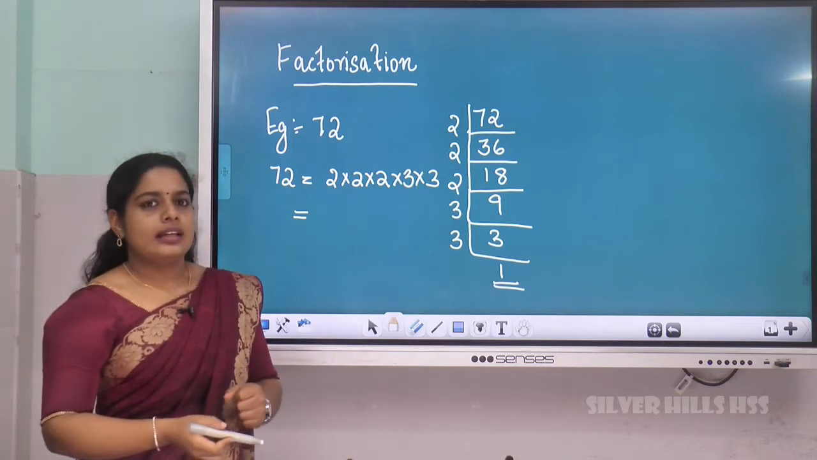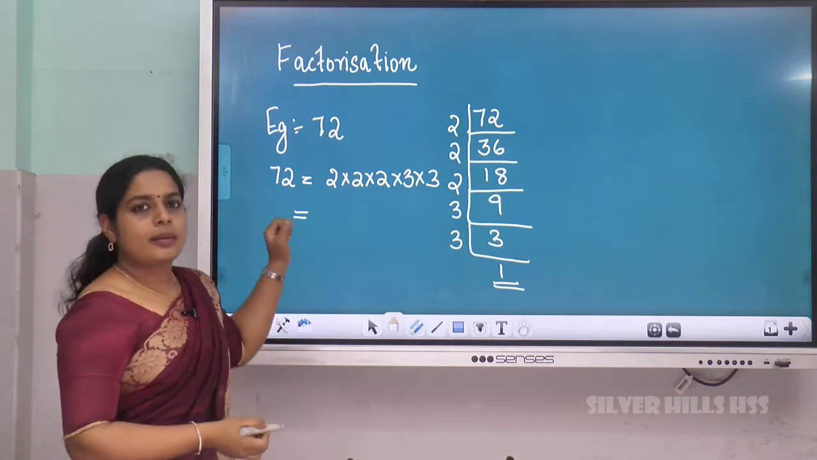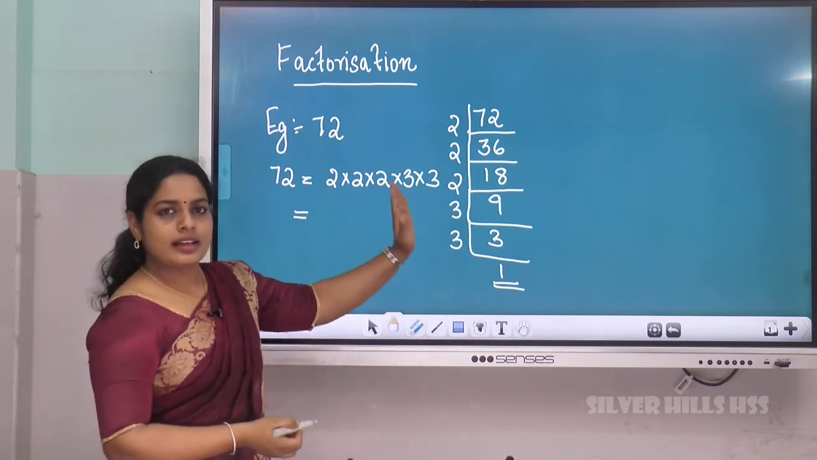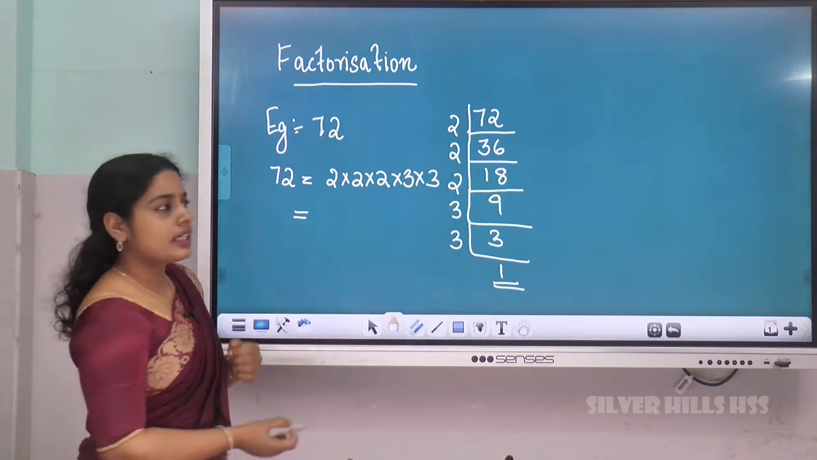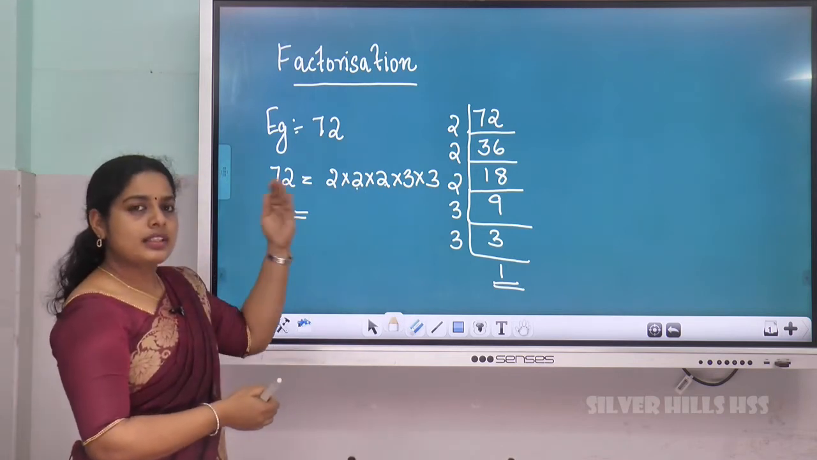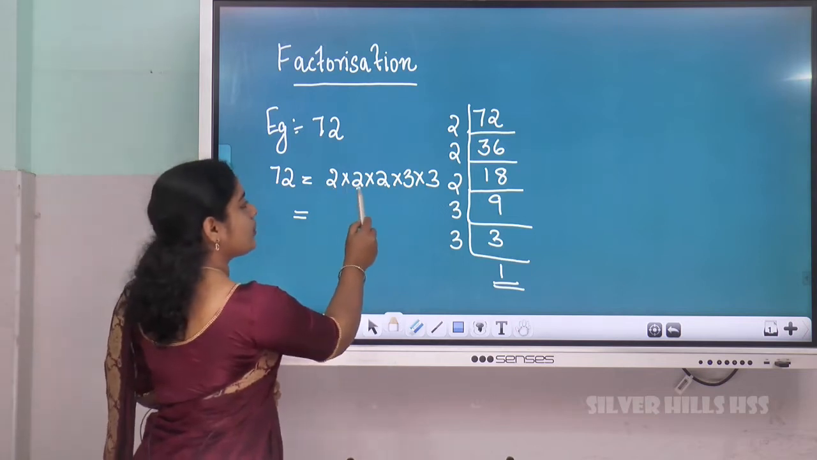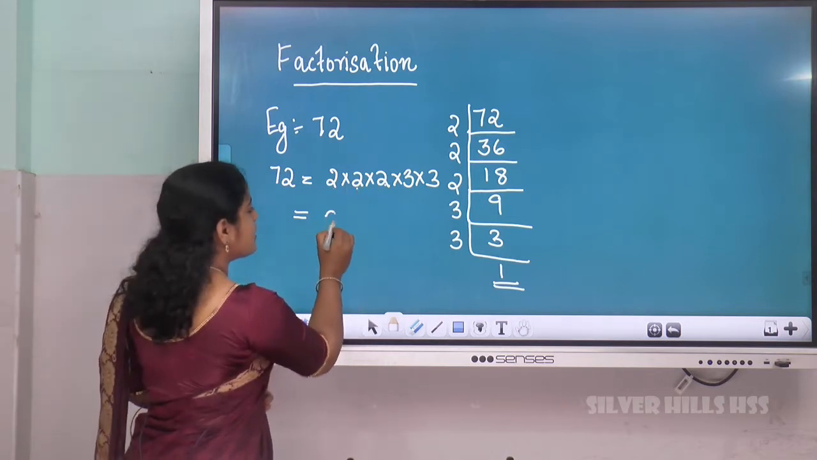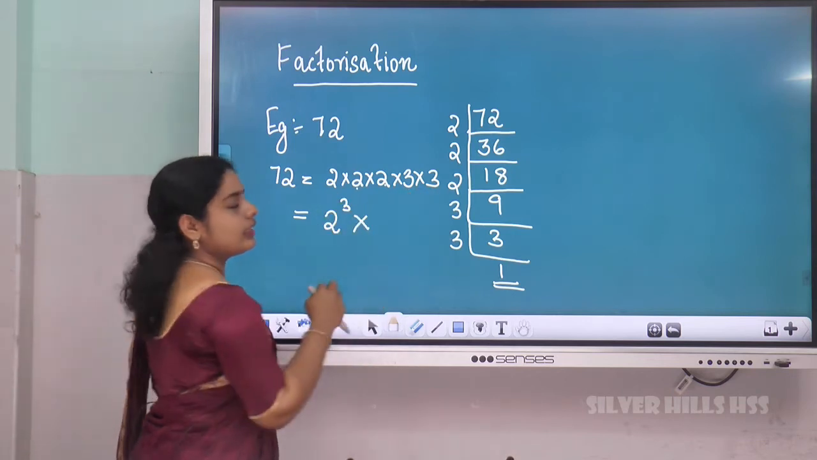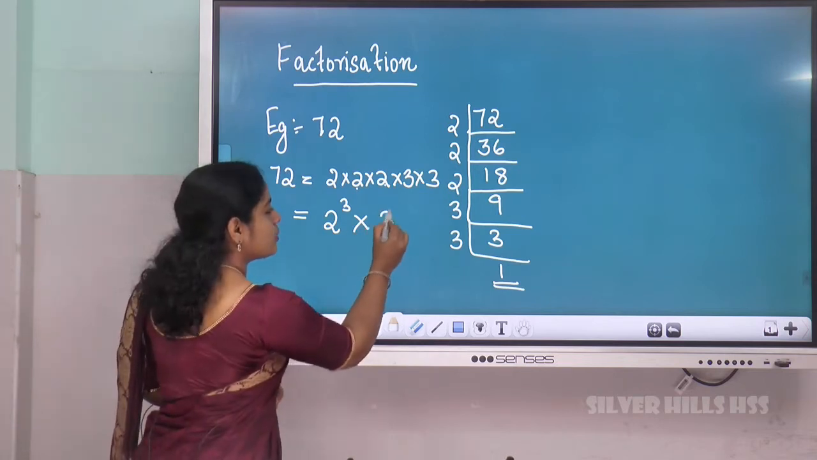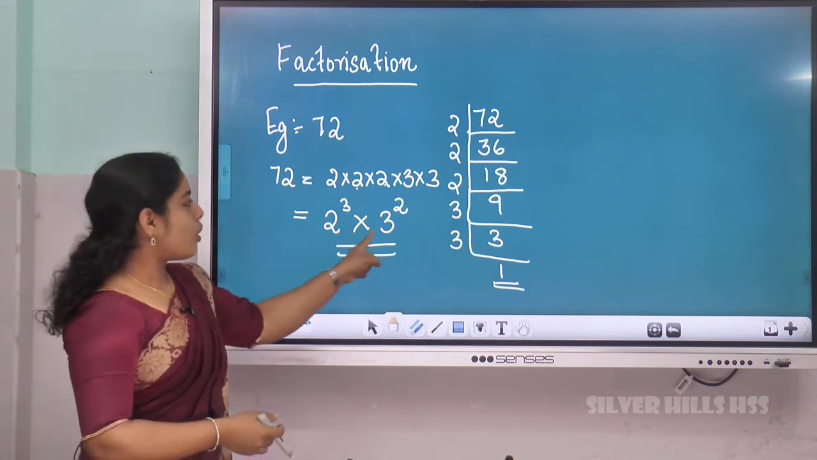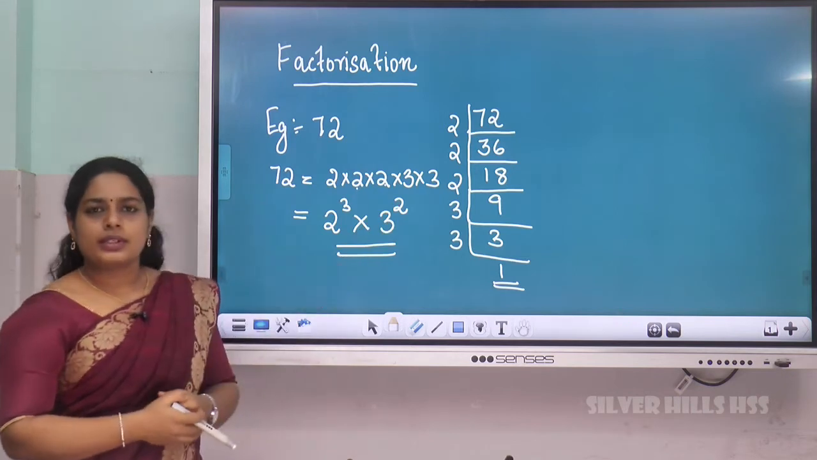Now we said that we can express any natural number as a product of powers of prime numbers. Here 2 and 3 are the prime numbers. Now powers means, we have studied, 2 into 2 into 2, just repeated multiplication, we can represent this using powers. Here 2 is repeated 3 times, so we can write it as 2 raised to 3 into, here 3 is repeated 2 times, so we can write 3 raised to 2. So we have represented 72 as a product of powers of prime numbers.